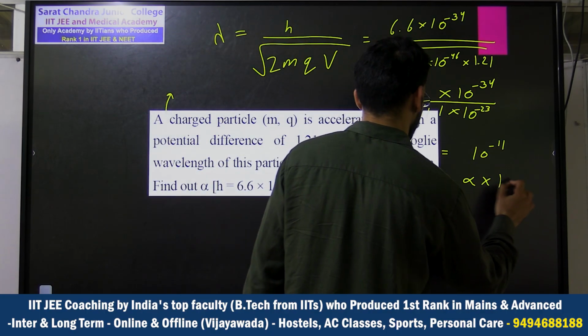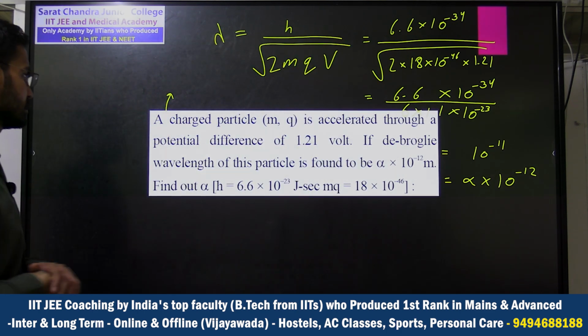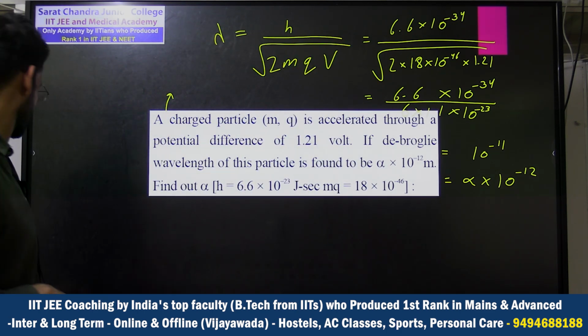So compare with alpha into 10 to the power minus 12. So alpha will be what? 10. Okay? So the answer will be 10. Next.